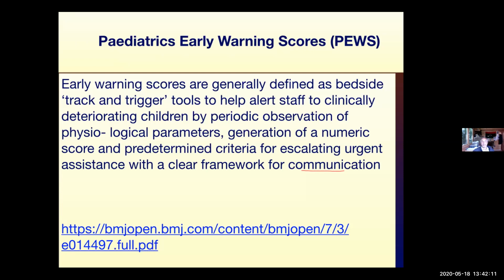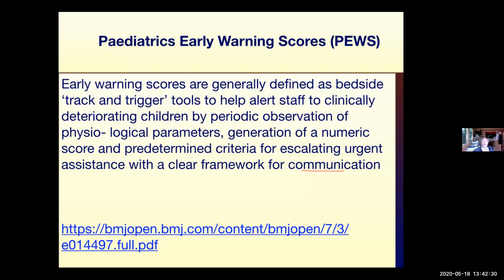These tools help to alert staff to a clinically deteriorating child by periodic observation of physiological parameters, generation of numeric scores, and predetermined criteria for escalating urgent assistance with a clear framework for communication.